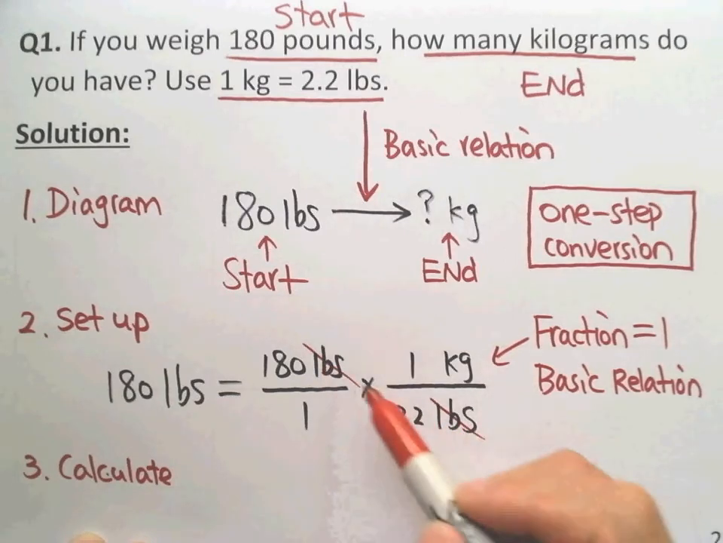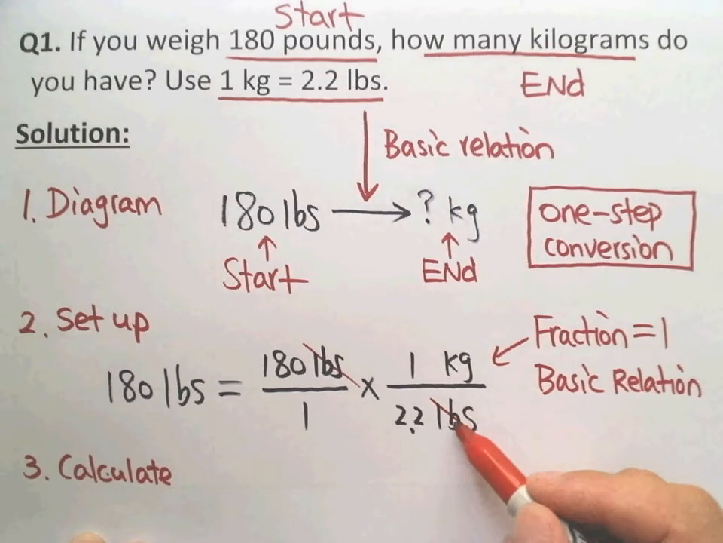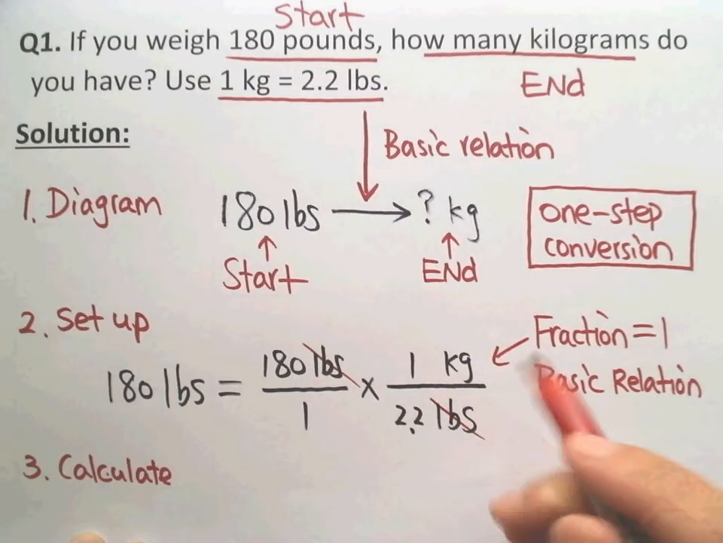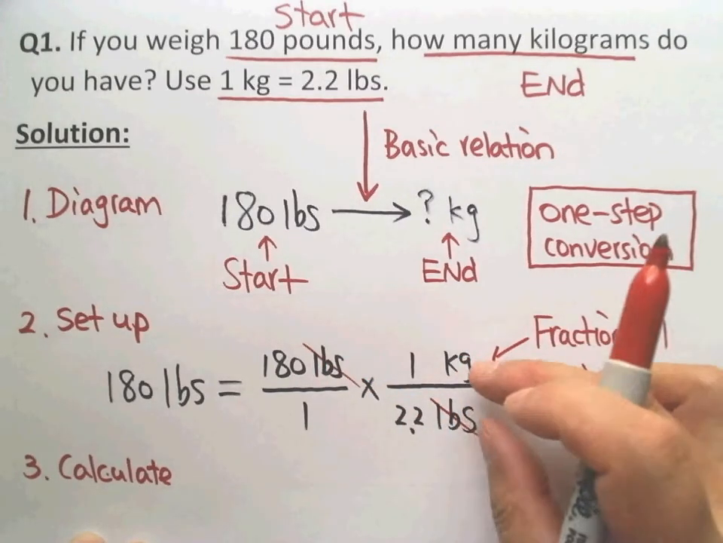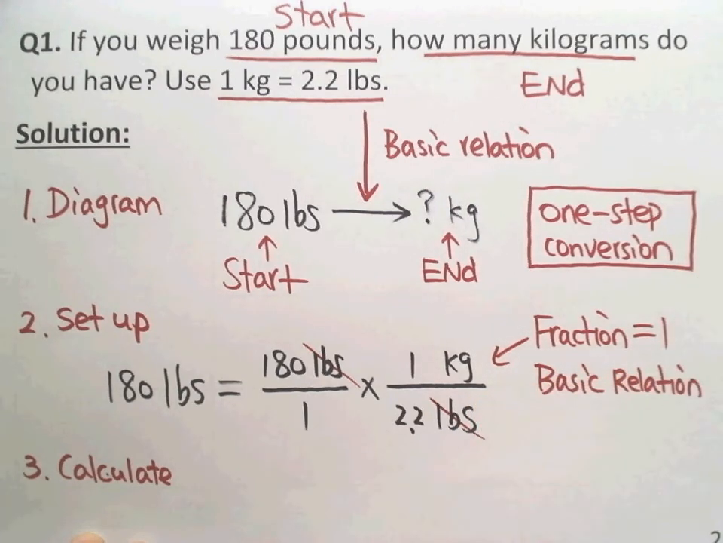Okay, so if we want to cancel the old unit, do you remember? I will put the old unit on the bottom, 1 on the bottom, 1 on the top, so we can do cancellation. If you switch the order, if you flip the fraction, you cannot get an answer. Okay, and now we set up. It's easy to set up.